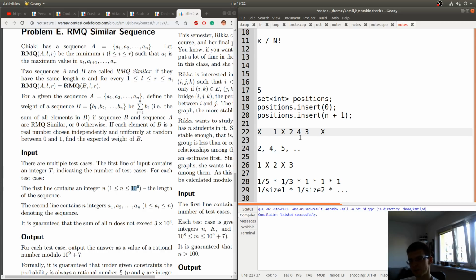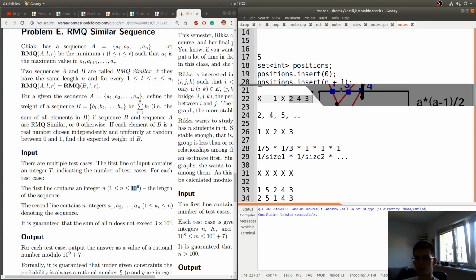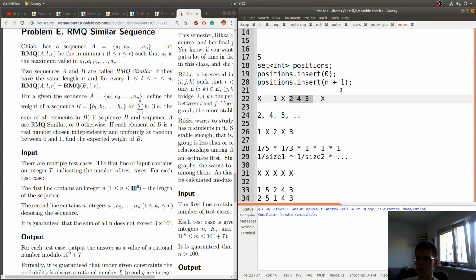And now, every time we are looking at some number, then here in set we use lower bound and upper bound to get, in logarithmic time, the next x and the previous x. And thanks to that, we know what is the size of interval. And this is the whole solution. The total complexity is n times log. Log because we used set and sort.